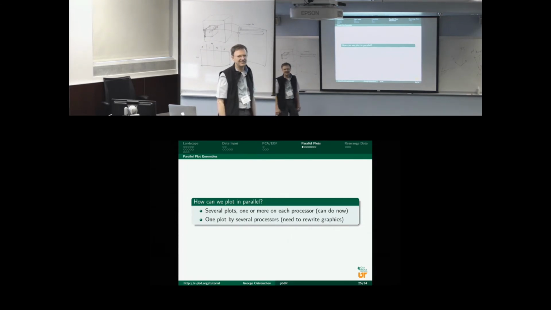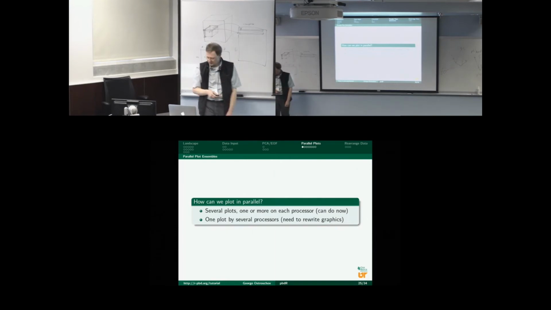Okay. So the next thing I wanted to show quickly here: how can we plot in parallel? One thing we can do is, if you want to do several plots, you can do each one or more on each processor. We can do that now. To do one plot by several processors, you would have to rewrite the code. That's a little bit more difficult, so we don't do that yet.